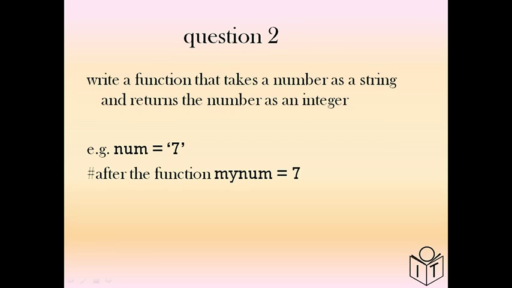Question 2. Write a function that takes a number as a string and returns the number as an integer. This is a bit of practice. So you're going to send it num, which is a string, a character 7, and you're going to return it as an integer 7. That was question 2.